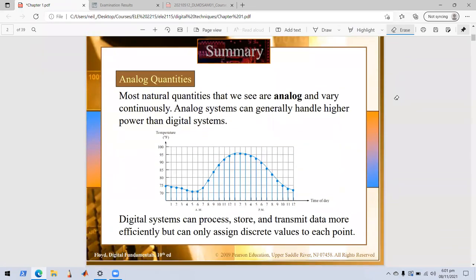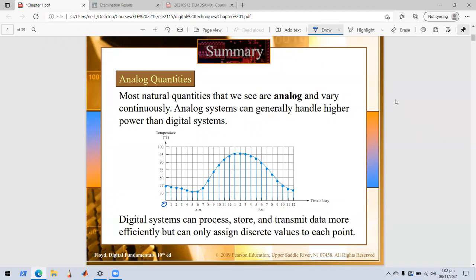So firstly, we should start by defining what a digital quantity is, what digital systems are. Usually, digital quantities and systems are compared to analog quantities. Most natural quantities that we find in our everyday life are considered analog. Think about temperature at a particular time of day. Let's say we start at 12 midnight, back to 12 midnight, 24 hours in the day. The temperature throughout the day would vary.